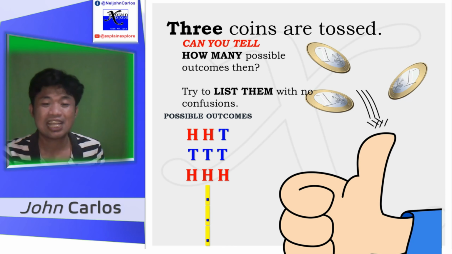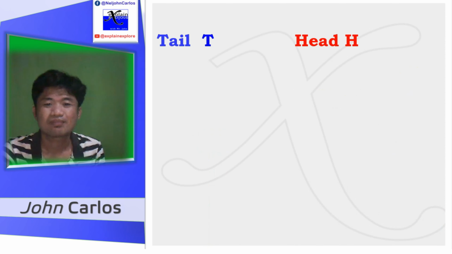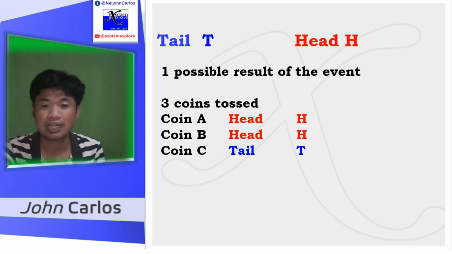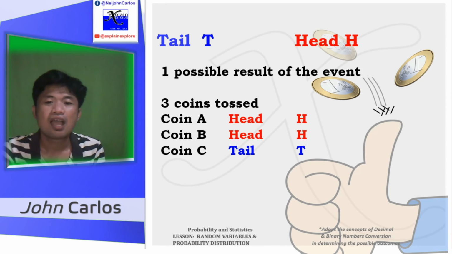Let's try this trick that I will introduce to you, adapting the binary system or binary numbers. Let's say T for tail and H for head. One possible result of the event, if we toss the three coins, labeled A, B, and C, is head, tail.